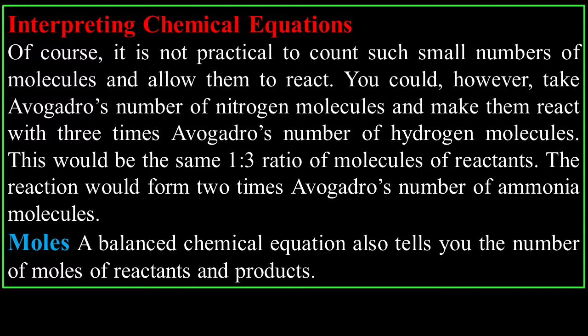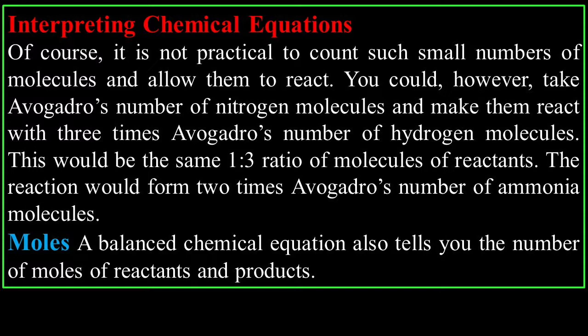react. You could, however, take Avogadro's number of nitrogen molecules and make them react with 3 times Avogadro's number of hydrogen molecules. This would be the same 1-3 ratio of molecules of reactants. The reaction would form 2 times Avogadro's number of ammonia molecules.